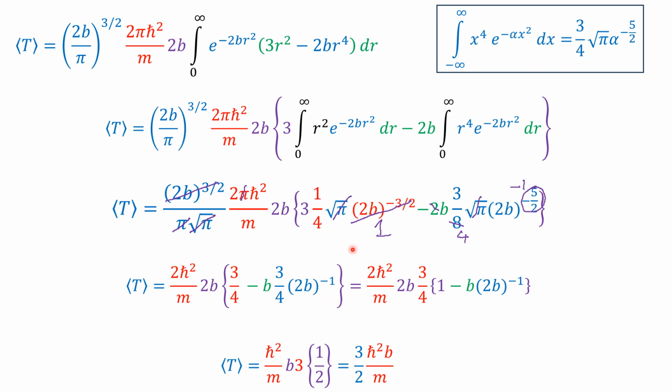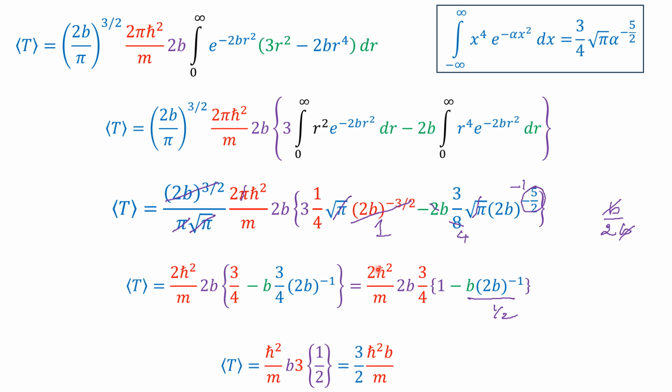Now what I'm going to do: here you have 3 by 2, here 3 by 2, you take 3 by 2 outside. Then inside the bracket this will become 1 minus p into (2p) power minus 1. So p into (2p) power minus 1 is 1 by 2. So p and p will get cancelled. This will become simply a half. 1 minus a half is a half.